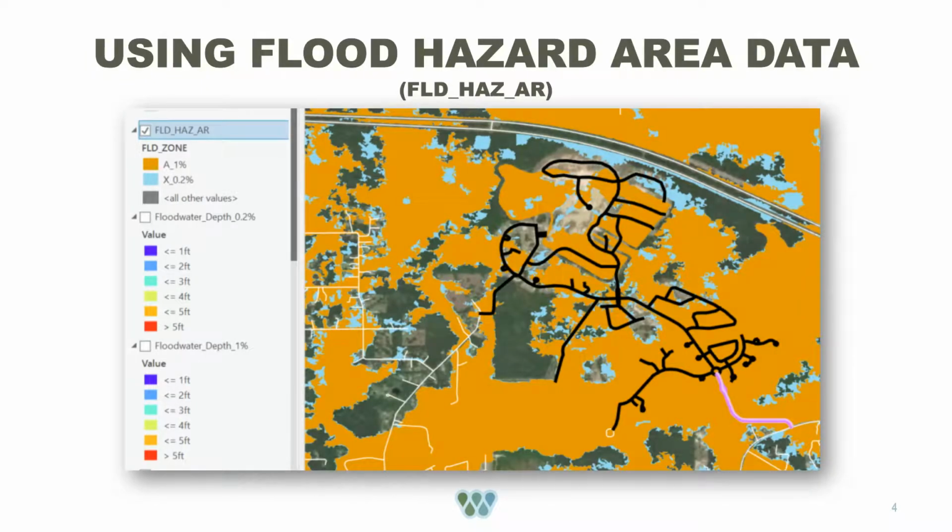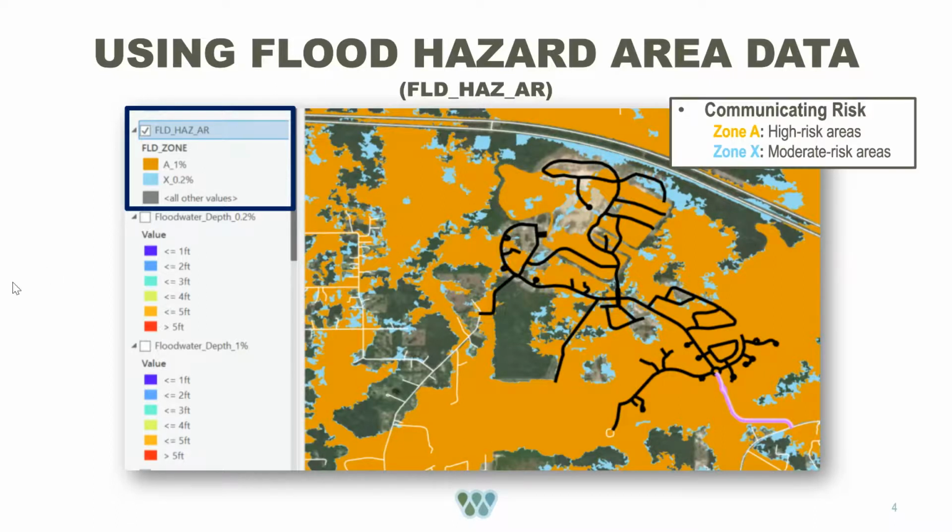An emergency manager may use flood hazard area data to communicate risks to communities. Zone A shows areas subject to inundation by the 1% annual chance flood event. Zone X represents moderate risk areas within the 0.2% annual chance floodplain.